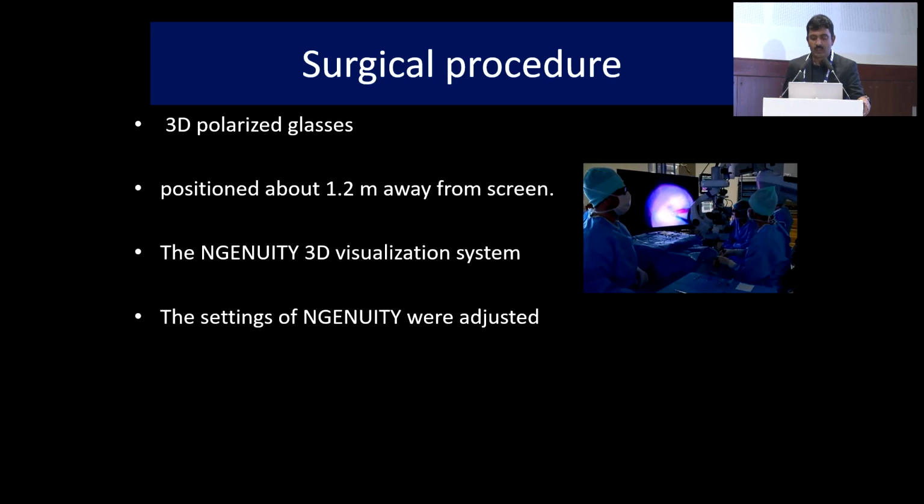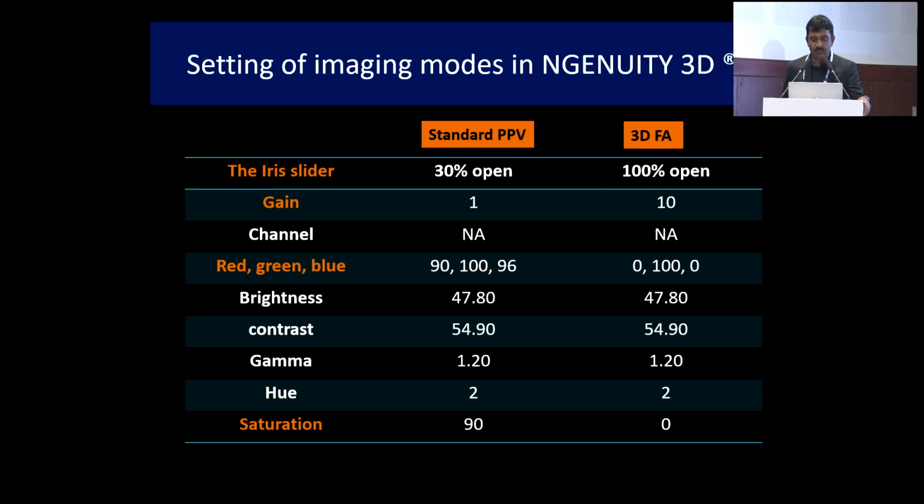We all know the primary requisites for the digitally assisted vitrectomy system. This is an important table which shows what changes one should do on the panel while doing a 3D fluorescein angiography. One, you should look at the iris slider, which should be 100% open if you're doing a 3D FA. The gain has to be increased. You have to play around with the filters. The red and the blue filter should be switched off and the saturation should be totally reduced to 0.